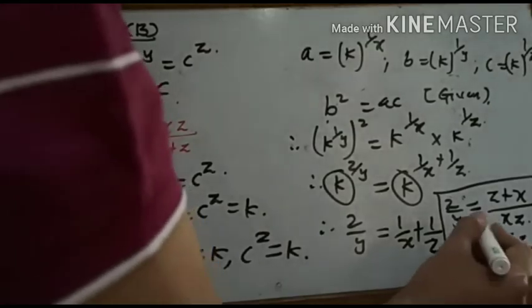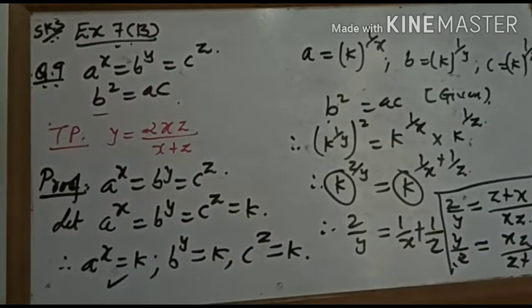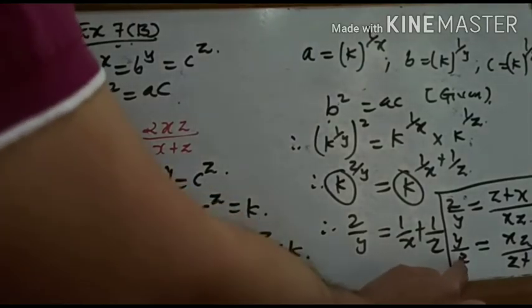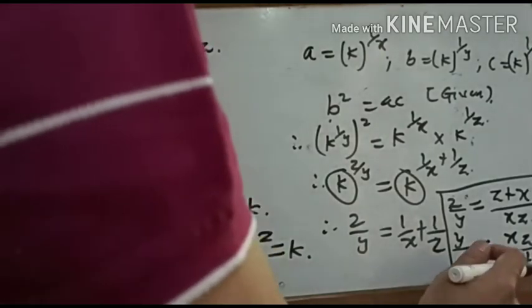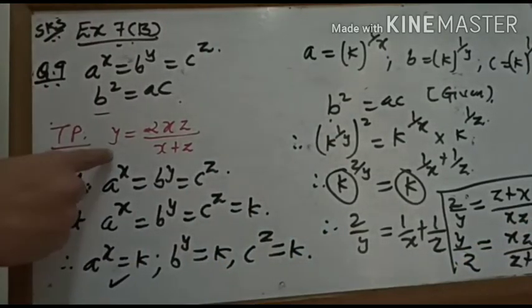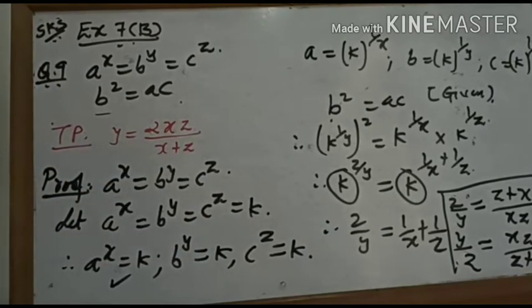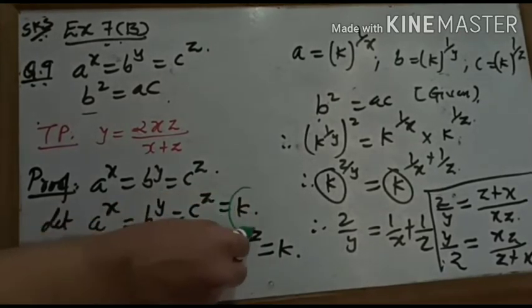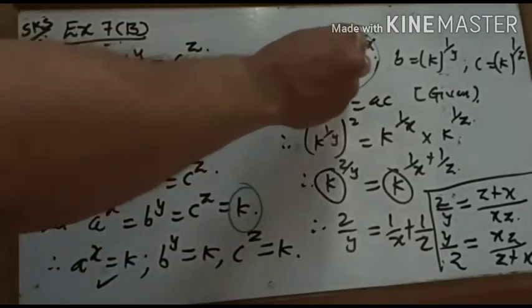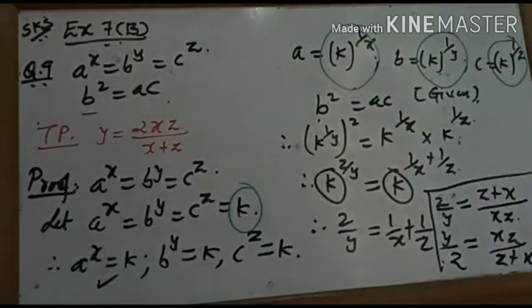Now this 2, if you take it on the other side, y will be equal to 2xz. If I take this 2 on the other side, I am writing it clearly. Y is equal to 2xz whole divided by x plus z. And that was what we wanted to prove. And remember, the most important part in this particular question was first equating to k and taking the corresponding roots and substituting them at a correct place.